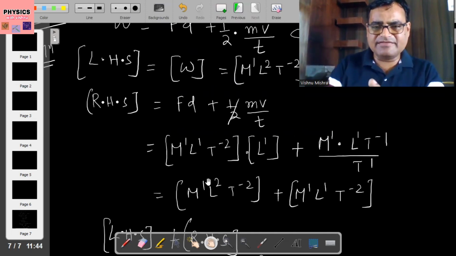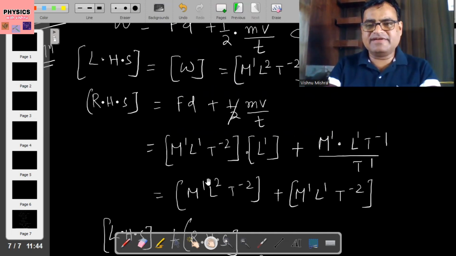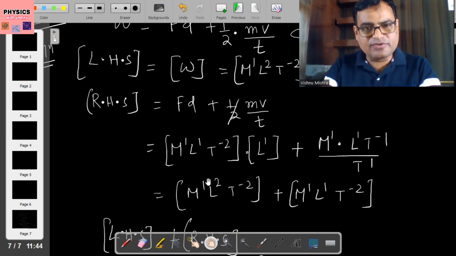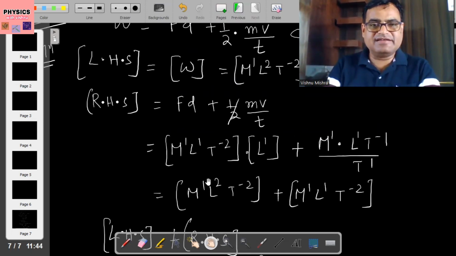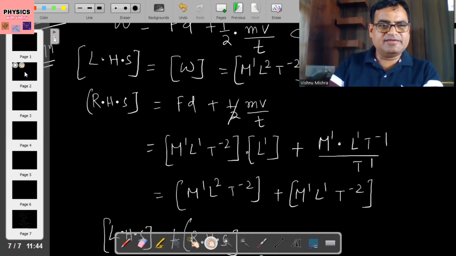First application, we have already seen: how to find the dimension of an unknown physical quantity. Second, we have found: to check the formula. Now third is to frame the formula. This part is very important for the exam. Look here, third is an important one.